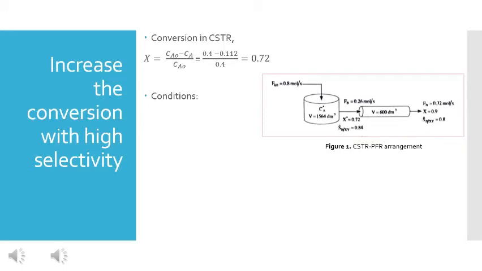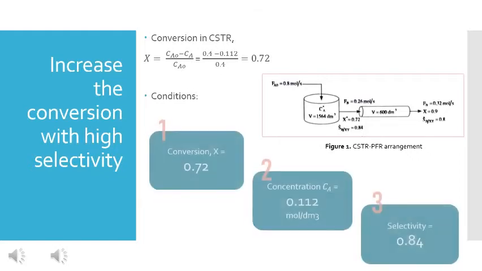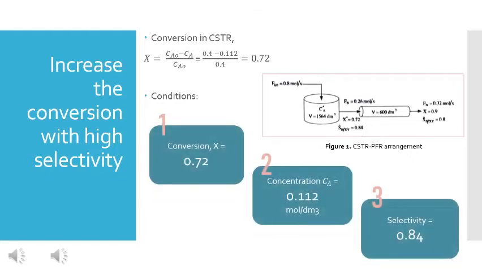Next is how to increase the conversion with high selectivity. The conversion in the CSTR calculated, which is 0.72, is based on the equation below. As shown in the CSTR-PFR arrangement figure, the inlet stream of the PFR is based on the conditions of the exit stream of the CSTR. The conditions are: first, the conversion is 0.72. Second, the concentration of A is 0.112 mol per dm cubed. Third, the selectivity is 0.84.